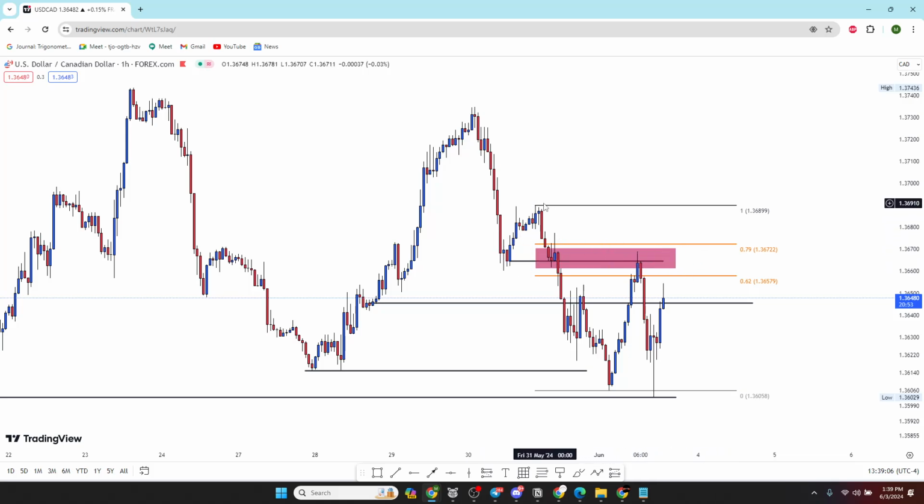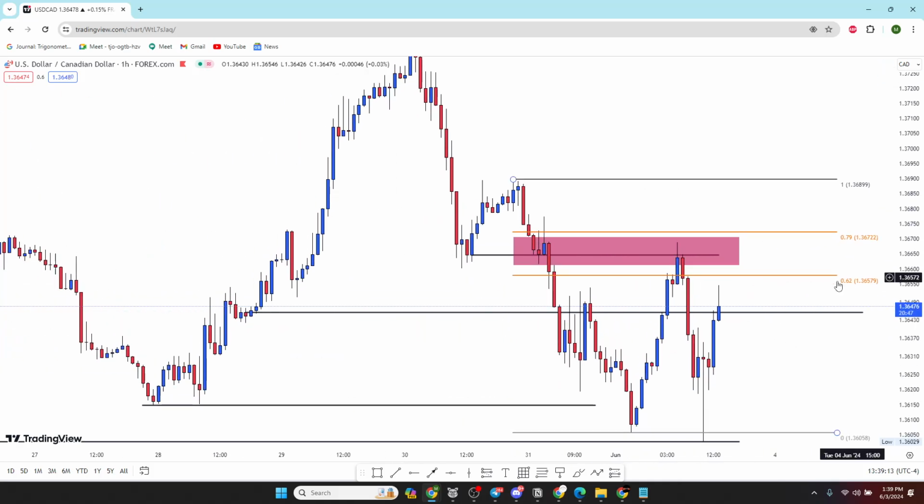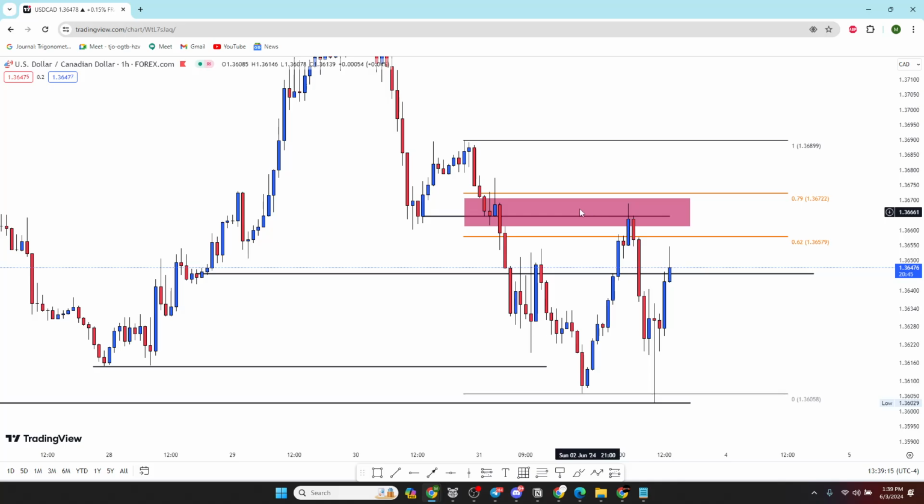My stop loss, since I'm on an hourly chart, I'm going to put it over the nearest swing high, which if you look at the level and I go up from this order block level, this is the first swing point that I see.